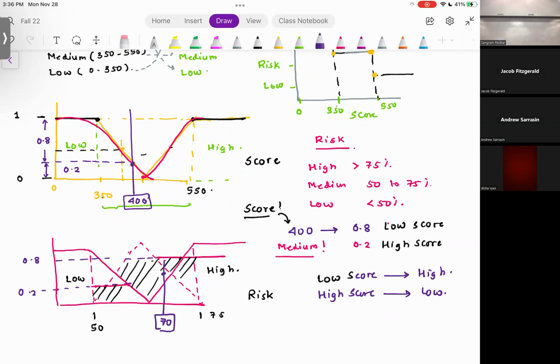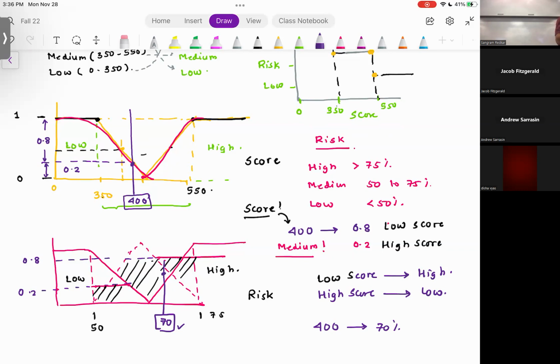So what that means is, based on the low score, high score transition from 400, converting that low score is like high risk, high score is low risk. I actually added those thresholds, which are 0.8, 0.2, that I encoded from my score onto the risk. And then I found the centroid of my pattern, and that centroid is at 70. So I can say if someone has a 400 credit score, then probably he is 70% risky.